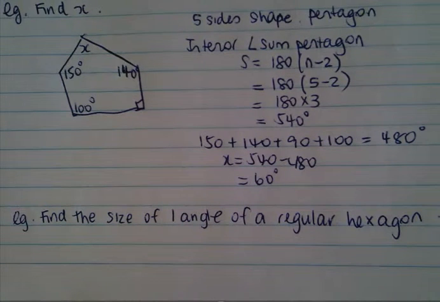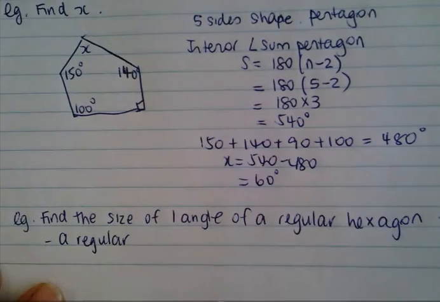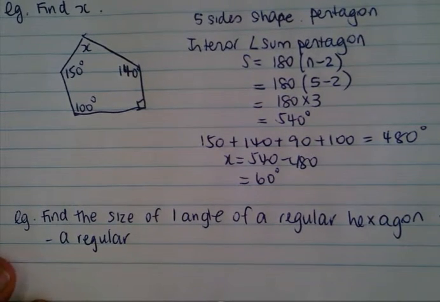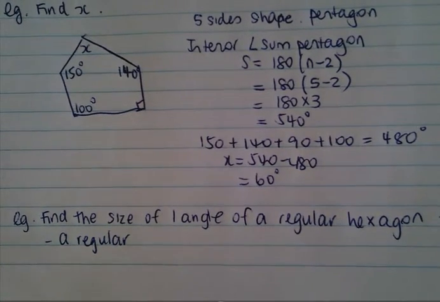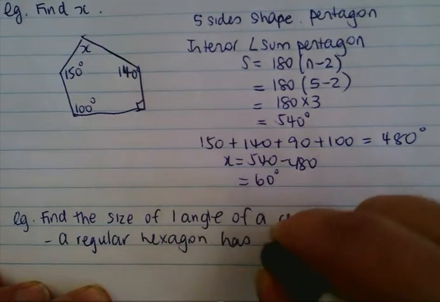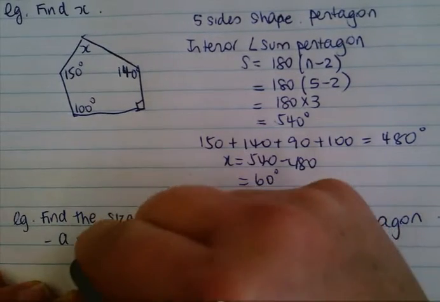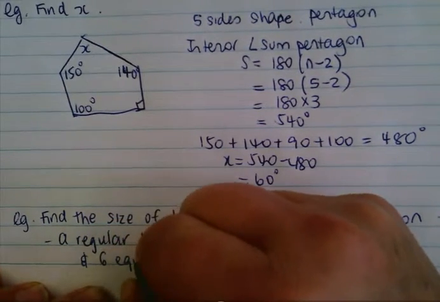And the size of one angle of a regular hexagon. I want you to tell me what is a regular hexagon and why is it called a regular hexagon. A regular hexagon, or a regular polygon, excuse me ladies, has all equal sides and all equal angles. So a regular hexagon has 6 equal sides and 6 equal angles.